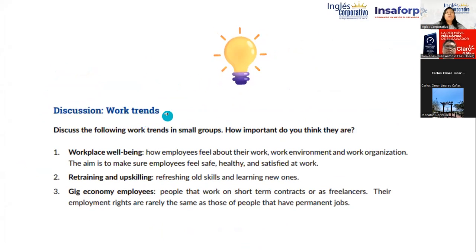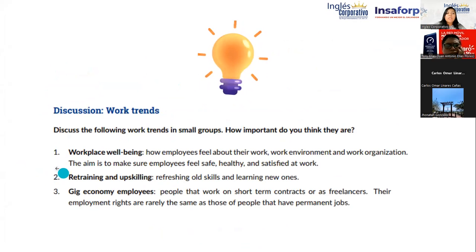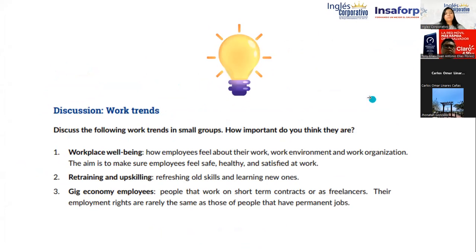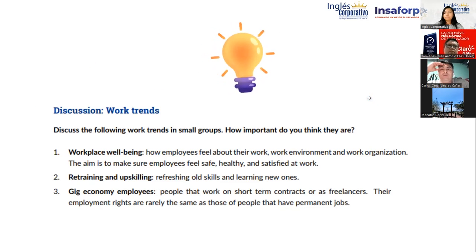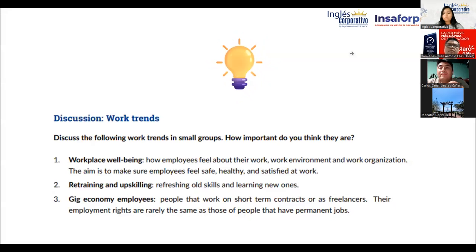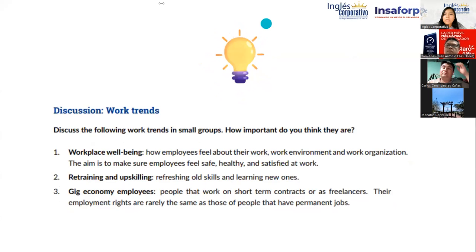Those are called work trends. It says that we need to discuss the following work trends. Carlos Omar, please read number one, Jonathan number two, and Emerson number three. Work trends. Discuss the following. Number one, workplace well-being. How employees feel about their work, work environment and work organization. The aim is to make sure employees feel safe, healthy, and satisfied at work. Thank you.